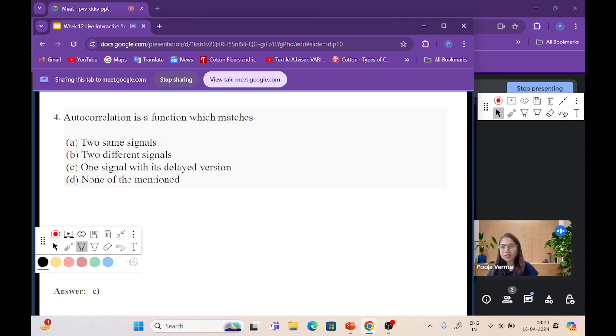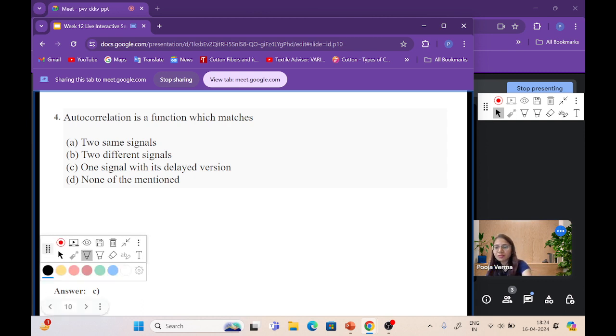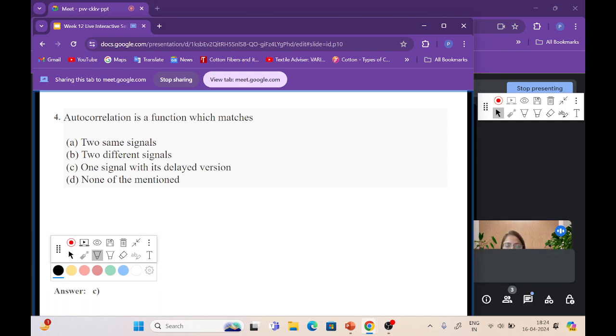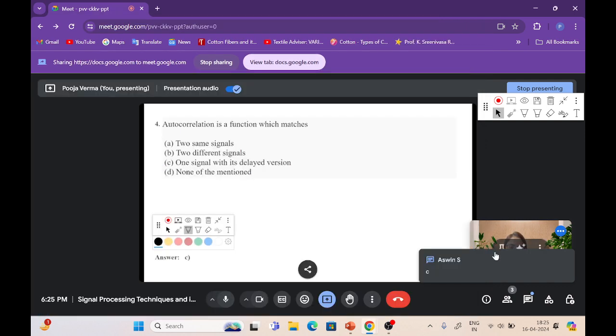So next question is, autocorrelation is a function which matches: option A, two same signals; option B, two different signals; option C, one signal with its delayed version; option D, none of the mentioned. I hope you can answer this question. So please answer in the chat box so that we can interact. So what is the autocorrelation? Autocorrelation, yeah, correct.